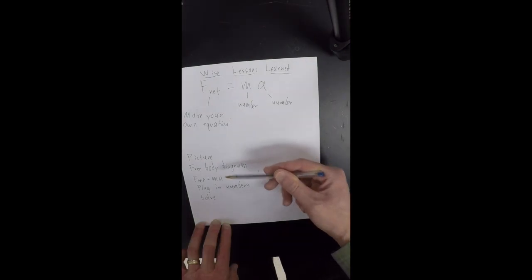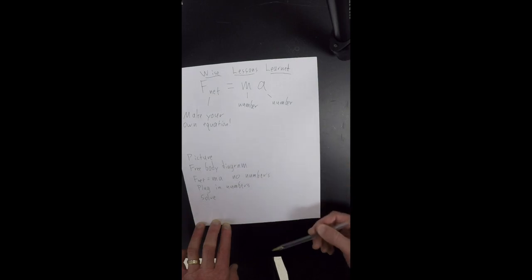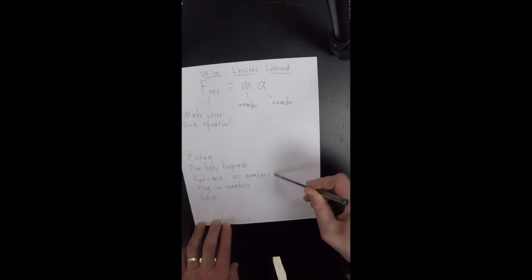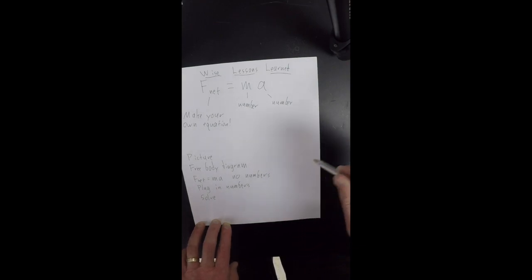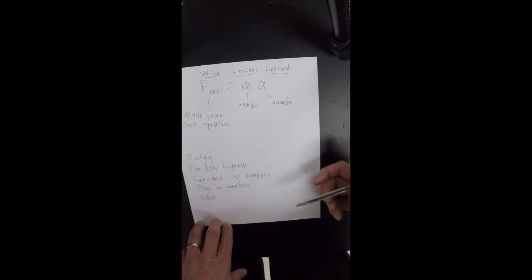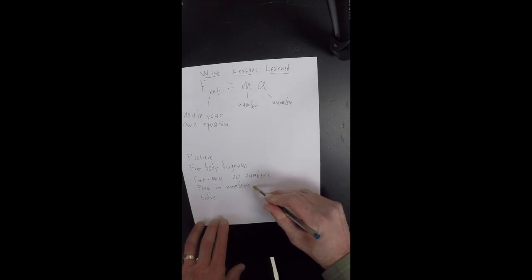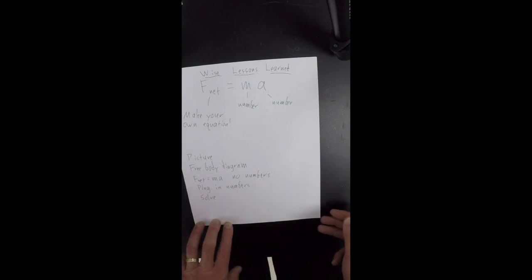When you're solving a problem, you should follow these steps. First, draw a picture. Then draw a free body diagram. That means drawing all the forces. Use F net equals ma with no numbers. Just write down all the symbols and all the names of the forces, but don't plug any numbers. Then finally, plug the numbers in, and you should get an equation that you can solve mathematically. Just solve it like you would in math class.